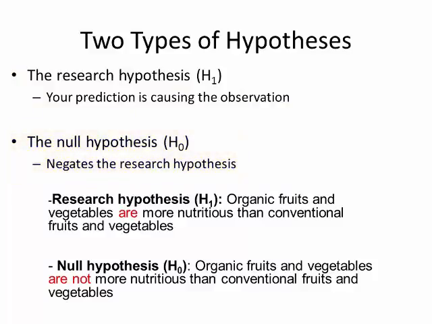For example, if you are investigating whether organic or conventional fruits and vegetables were more nutritious, the research hypothesis would be, organic fruits and vegetables are more nutritious than conventional fruits and vegetables, because this is what you observed and what you would test. The null hypothesis would simply be the research hypothesis with "not" inserted into it. This would be, organic fruits and vegetables are not more nutritious than conventional fruits and vegetables. The simplest way to formulate a null hypothesis is to just add "not" to the research hypothesis.